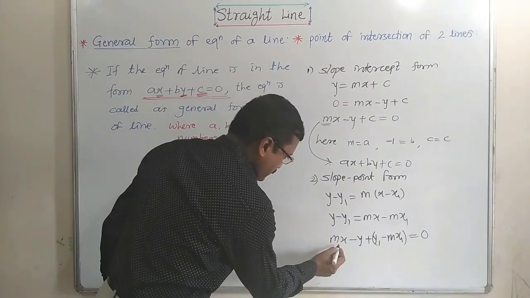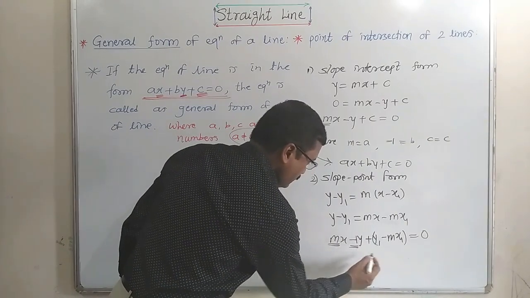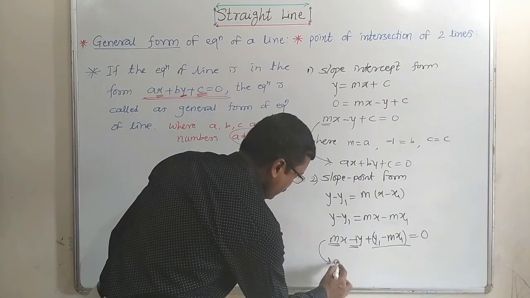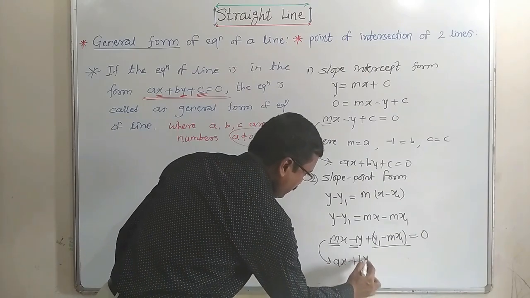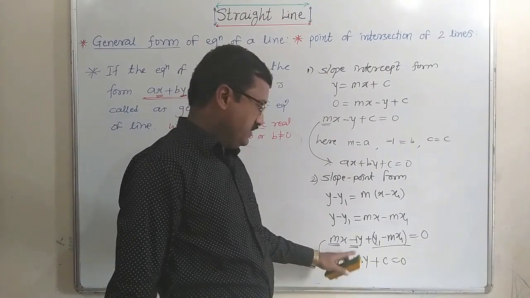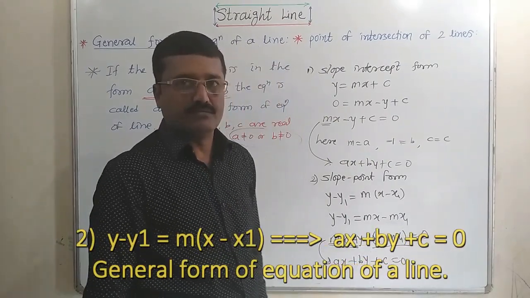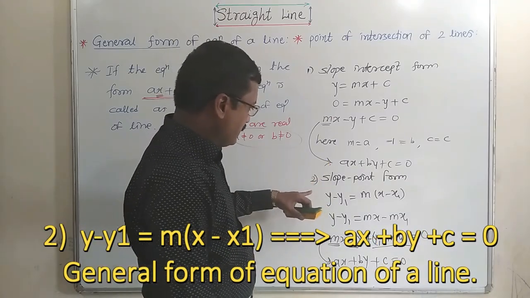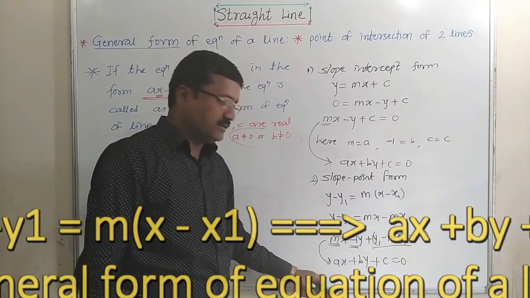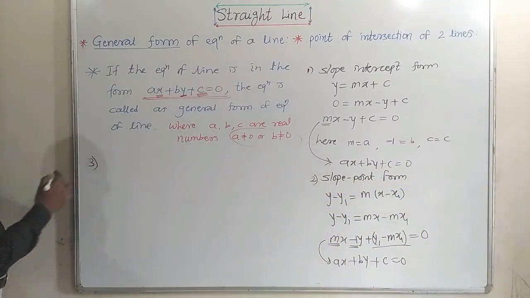Here the coefficient of x is m, the coefficient of y is minus 1, and this is the constant. So this equation can be written as ax plus by plus c equal to 0, where a is equal to m, b equal to minus 1, and c is equal to y1 minus mx1. So this second equation, which is in slope point form, can be converted into general form. Let us move towards the third one.